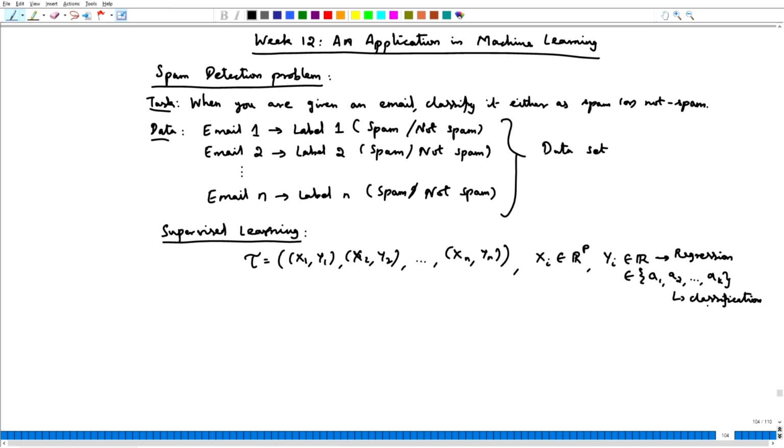Right. So, yeah, the spam detection problem is a classification problem. If you have a regression problem, for example, let us say the stock market prediction problem. In that, the problem is: based on the previous data you have to predict the stocks of the following days.